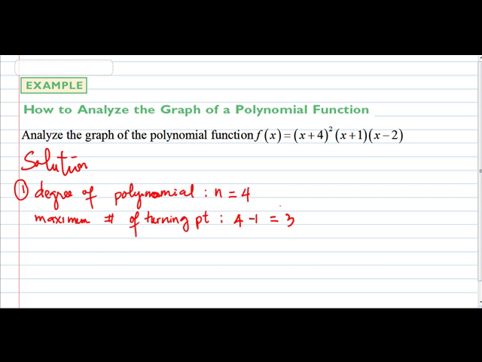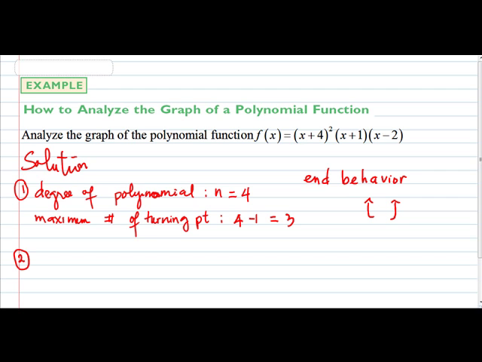Now, it's also good to know the behavior of our graph, the end behavior. So the end behavior: our a here is 1, so it's positive. Since our degree is 4, that means I have 2 arms go up at the end. So this is our end behavior. That's step 2.